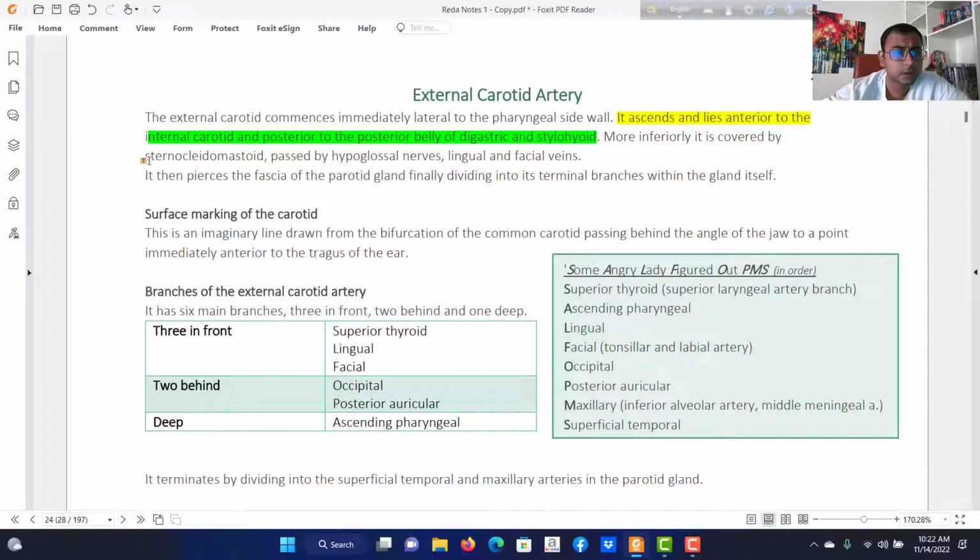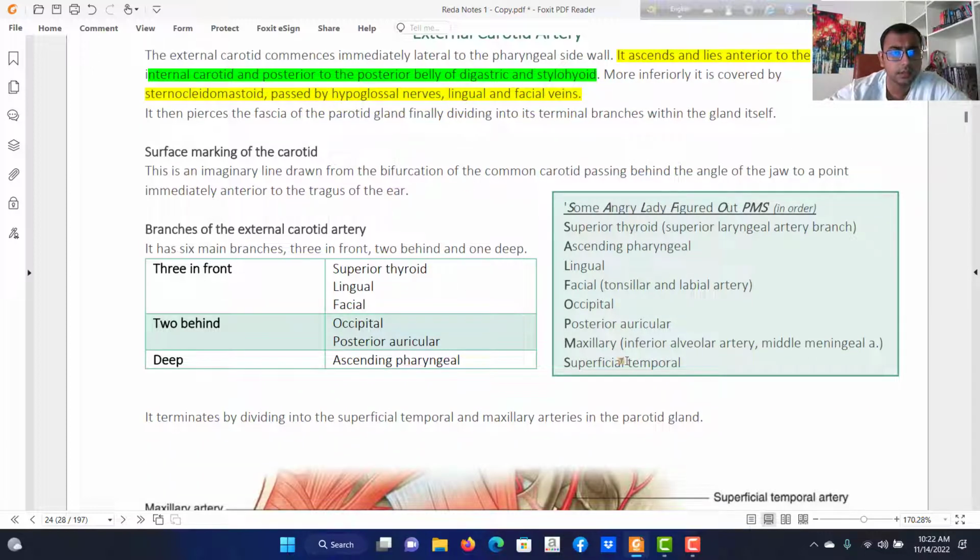And the more inferior part is covered by the sternocleidomastoid, passing the hypoglossal nerve and the lingual and facial vein. Surface marking of the carotid. That is, there are three branches of the external carotid: three in front, two behind, and one deep, the ascending pharyngeal. Okay, and two behind: occipital and posterior auricular.